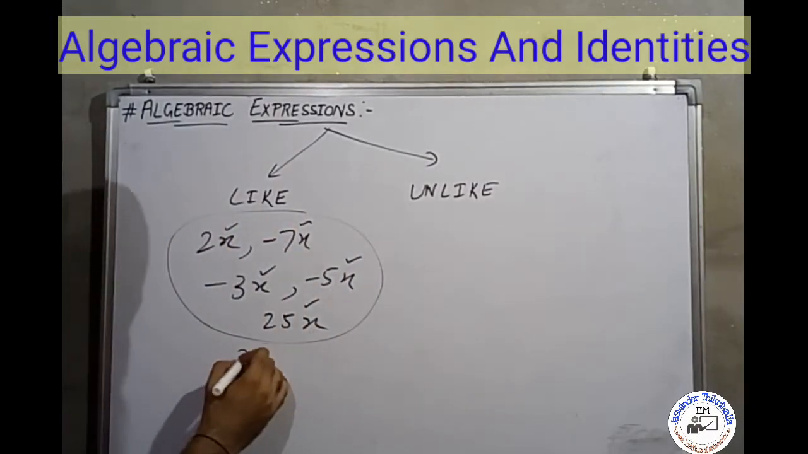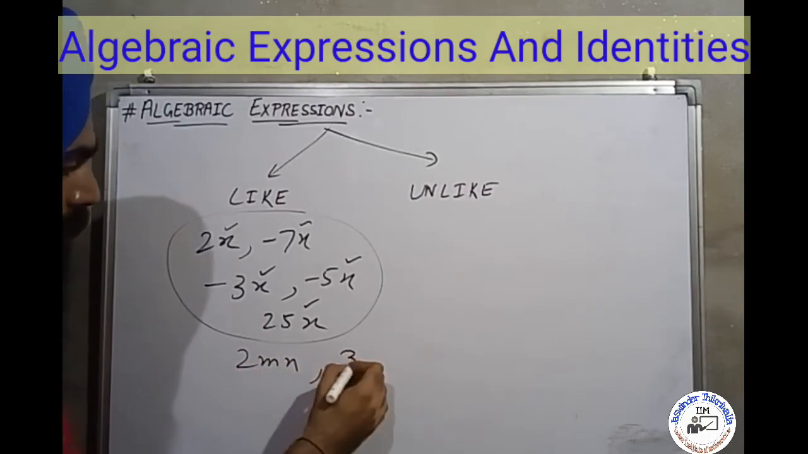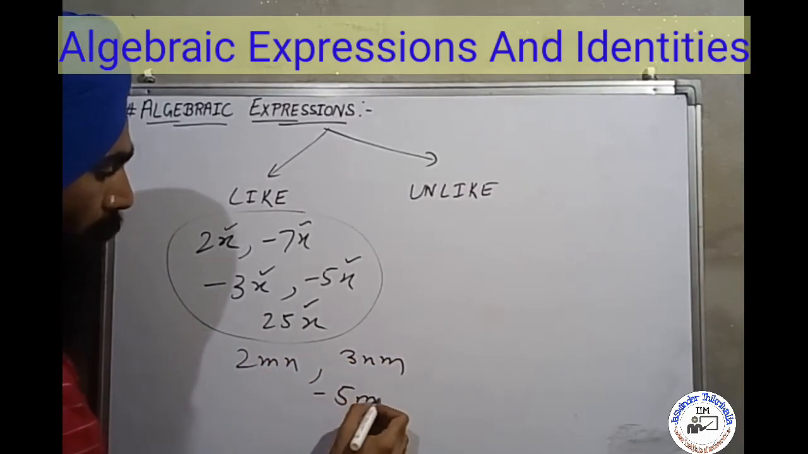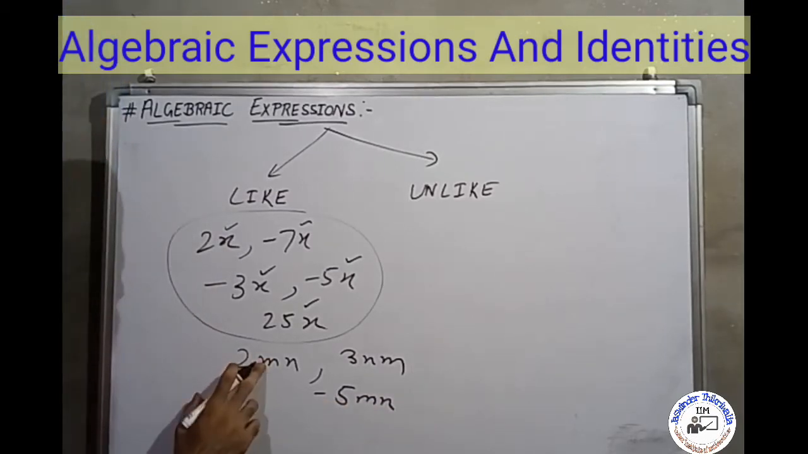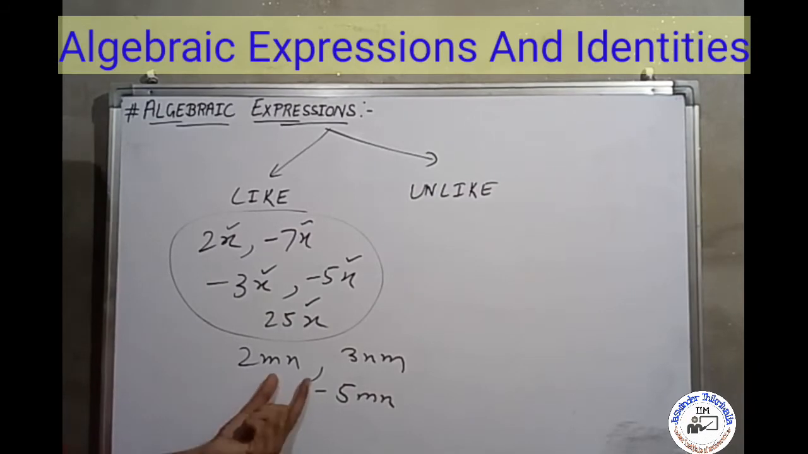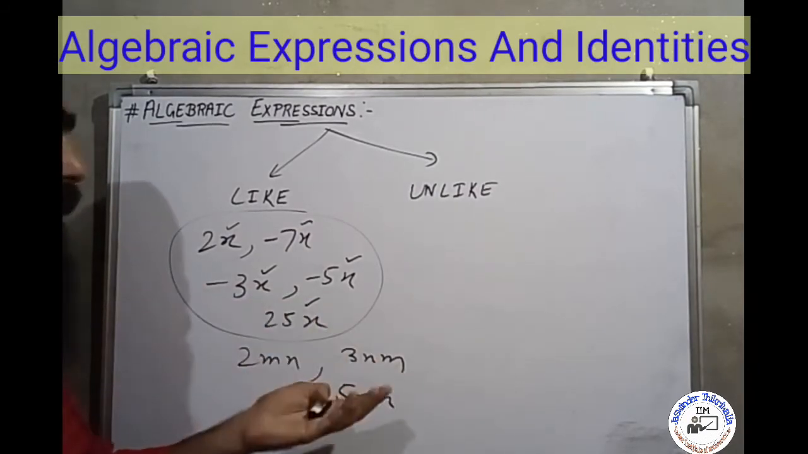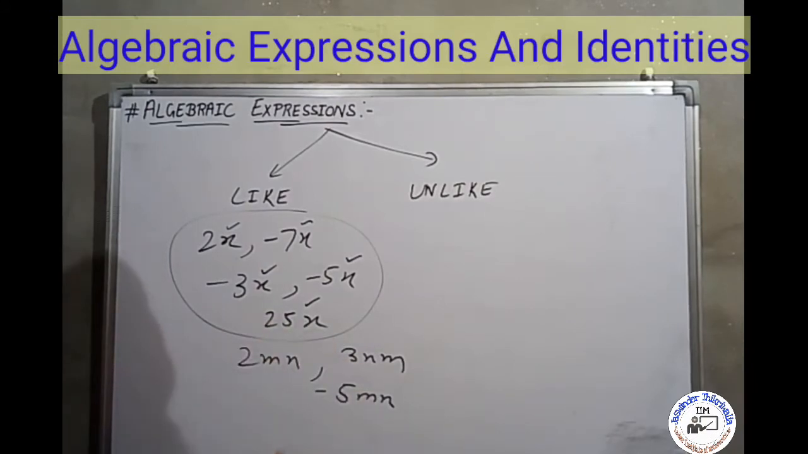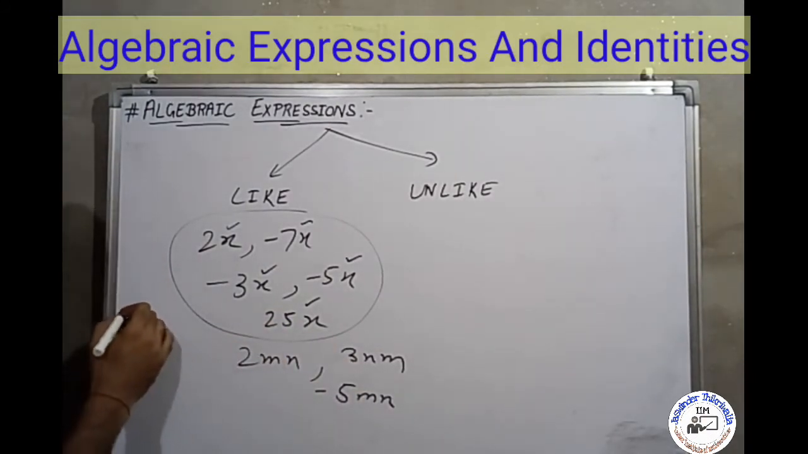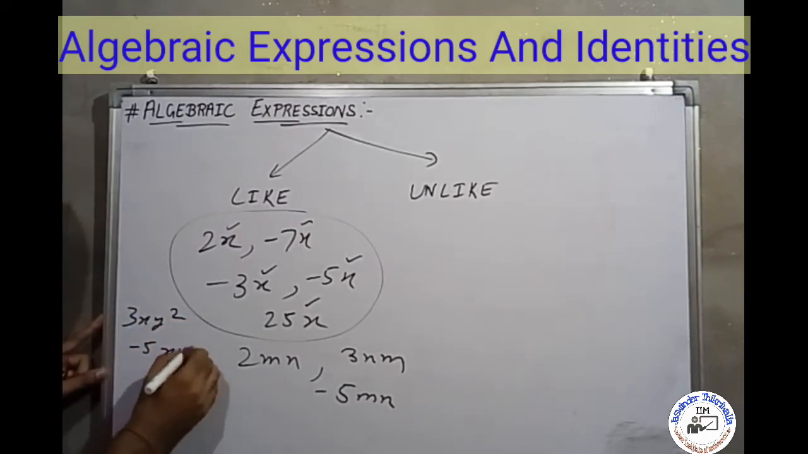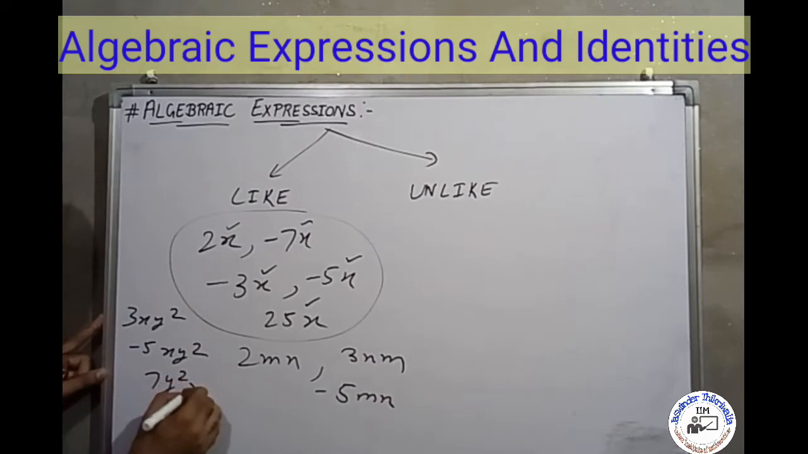If you have the example 2mn, 3nm, minus 5mn, these are also like. Why? Because the variables are the same, mn only. This you can write by the commutative property; n and m you can change the order also. Second example. Third example: take 3xy square, minus 5xy square, 7y square x.